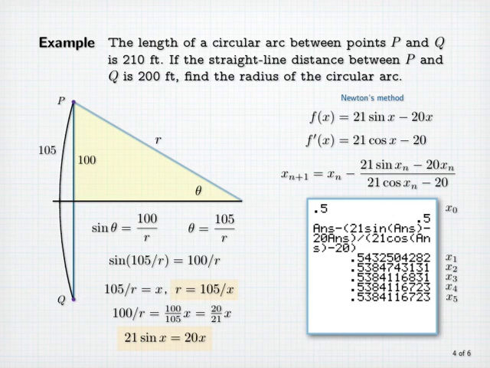Now we go back to the formula, r equals 105 divided by x, to calculate the radius, and we find that it's very close to 195 feet.